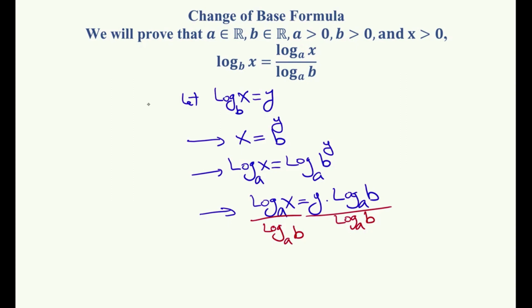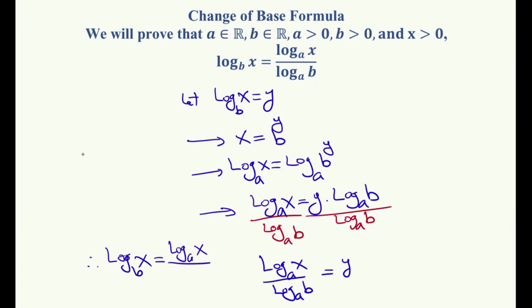And finally, we end up with y equals log base a of x over log base a of b. But you remember what y was? Y is log base b of x. So therefore, log base b of x, which is y over here, is going to be equal to this: log base a of x divided by log base a of b. And we just proved the fact that we were trying to prove.